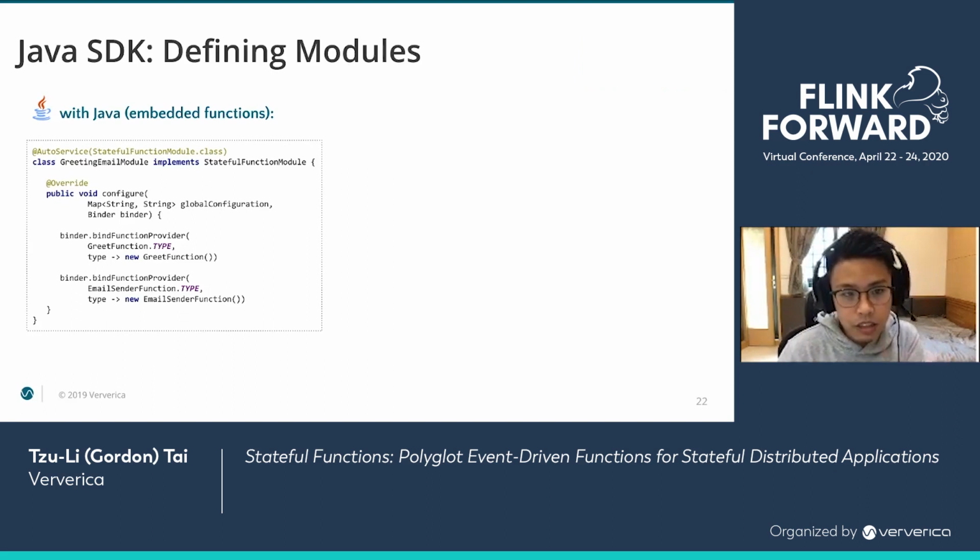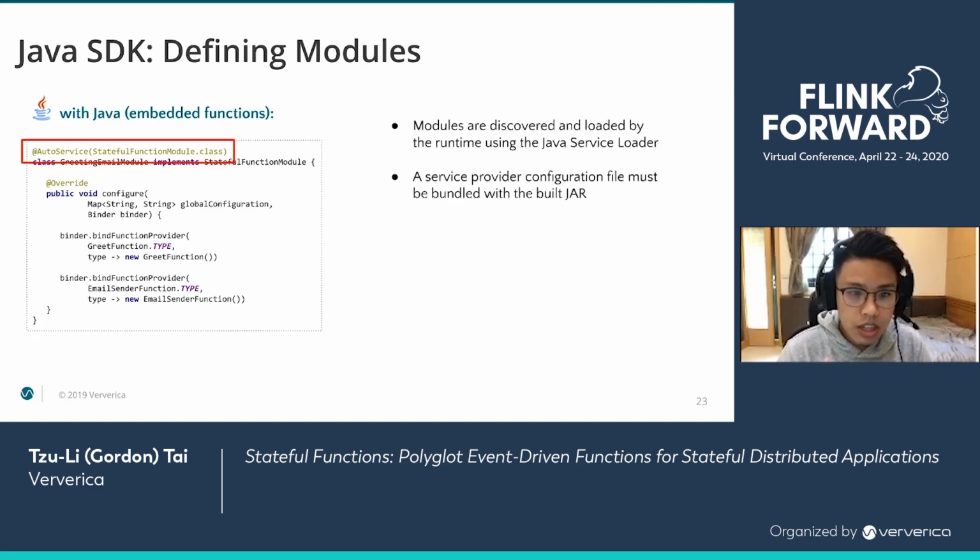It's basically implementing an interface called the stateful function module, and this interface consists of a single method called configure, which passes you a binder, which you use to bind functions to the module. Modules are discovered and loaded by the runtime using the Java service loader, actually. So what you need to do in the end when bundling all these function classes and the module class into your build jar is make sure a service provider configuration file is bundled with the build jar. Here I'm using an auto service annotation, which is provided by Google, which generates this configuration file automatically. But you can also do this manually if you don't want to use this auto service dependency.